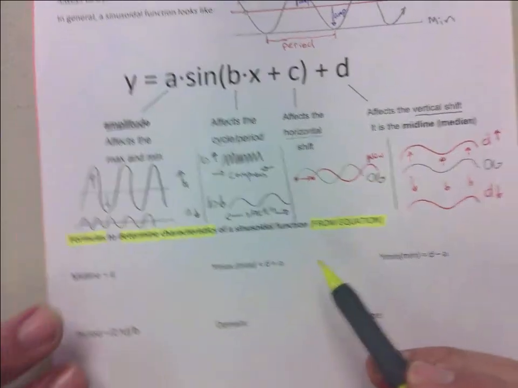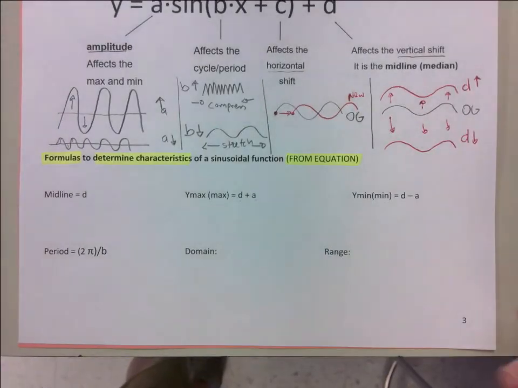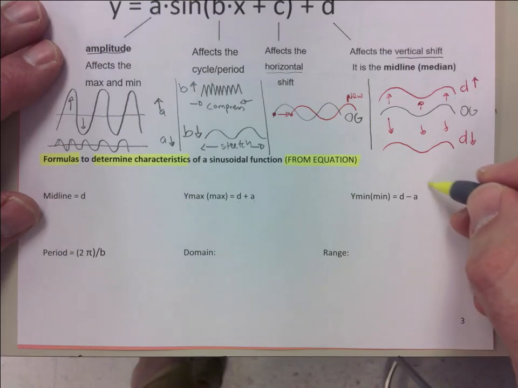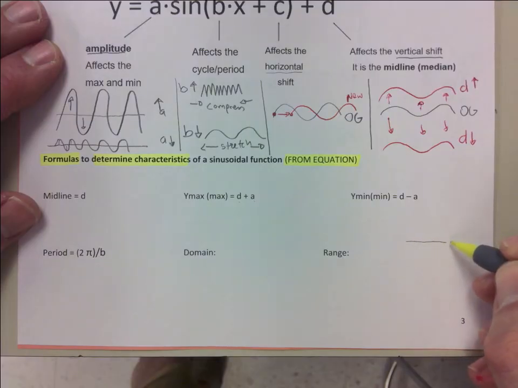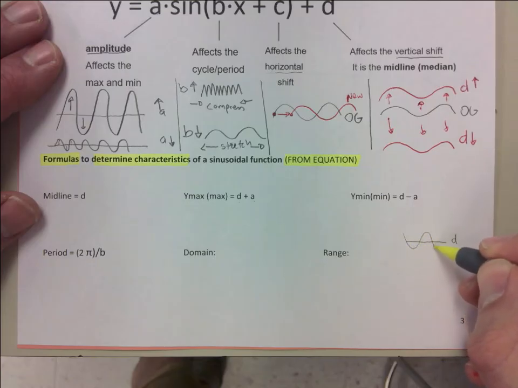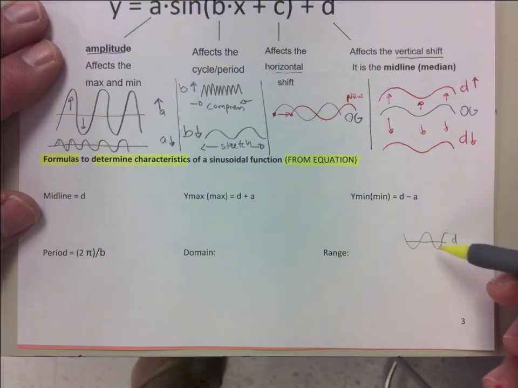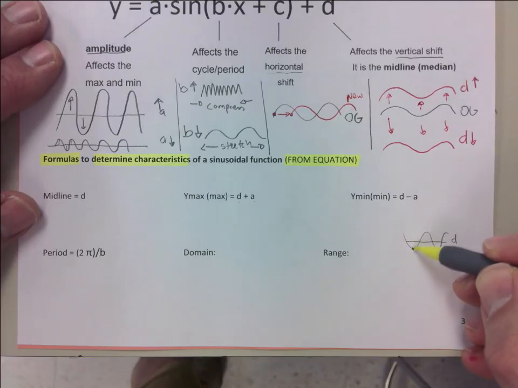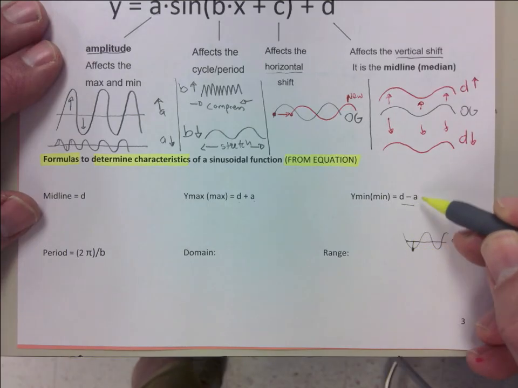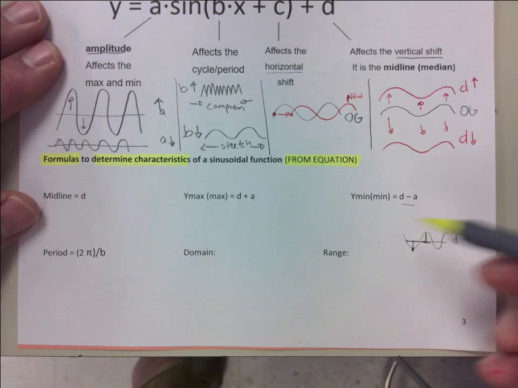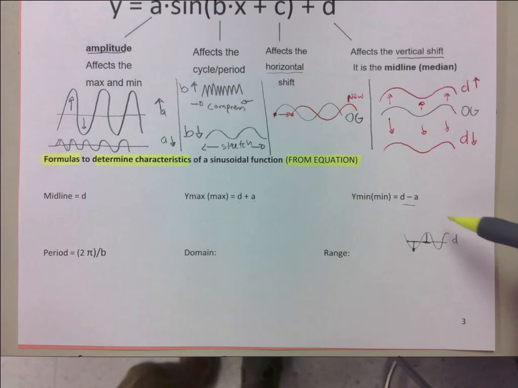Does this make sense? Pay attention now. Let's go on the side here. If this is D, that's my midline, and the sinusoidal looks like this. Would it make sense that to get the minimum, I go D minus A? Wouldn't that make sense to you? To get to the max, you would go D plus A, right? So that's what I'm trying to say here.